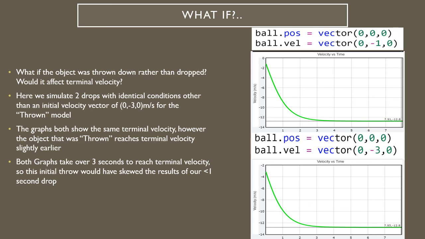Both models have the same drag force applied to them, so we can observe that both objects meet the same terminal velocity at about 12.8 meters per second. The only difference is that the thrown object will reach this terminal velocity a bit quicker. These results display the overall principle of drag and how it determines an object's terminal velocity based on its unique drag coefficient.